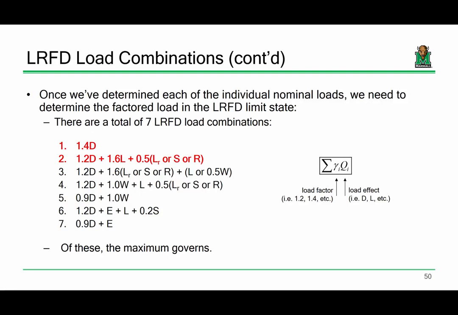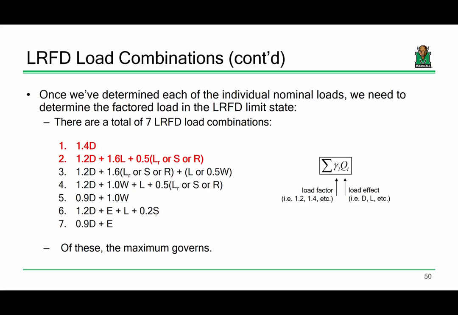You know, 1.2 dead plus 1.6 live. Why is the load factor for live higher than the load factor for dead? Well, it's because there is more uncertainty associated with live loads than there is with dead loads. So if you're less certain about your live loads and you want to ensure a safe design, bump those live loads up higher, okay? And so that's why we specify these load combinations the way that we do.